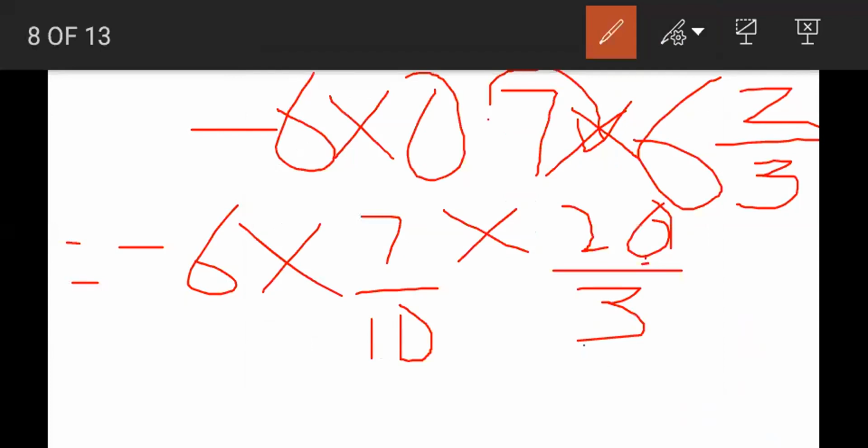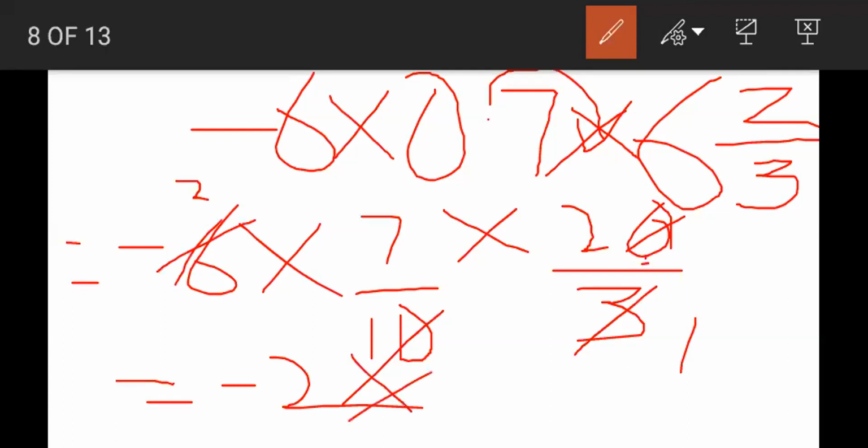Therefore, we can now cancel 0 against 0 here, 3 here 1, 3 here 2. So we now have minus 2 times 7 times 2. And that will give us what? Minus 2 times 7 will give us minus 14. Minus 40 times 2 will give us what?